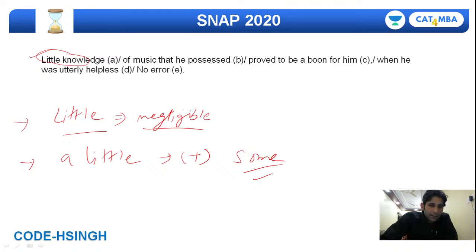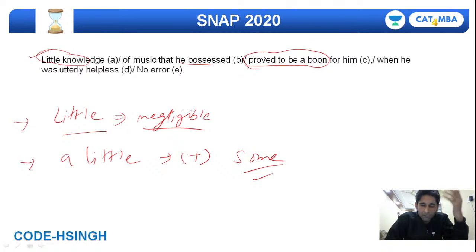Now look at the context. Now you will know the answer. Little knowledge of music that he possessed proved to be a boon, guys. Proved to be a boon. भाई उस बंदे के लिए वो एक boon बन गया. That means we are referring to some knowledge. Just imagine this. Can I say that negligible knowledge थी उसे? Obviously not. Because what I'm trying to say is that he had at least some knowledge, and that some knowledge that he had of music proved a boon for him. Am I right, guys? ठीक है, so उसको जो थोड़ा बहुत नॉलेज था म्यूजिक का, उससे उसको फायदा हो गया.